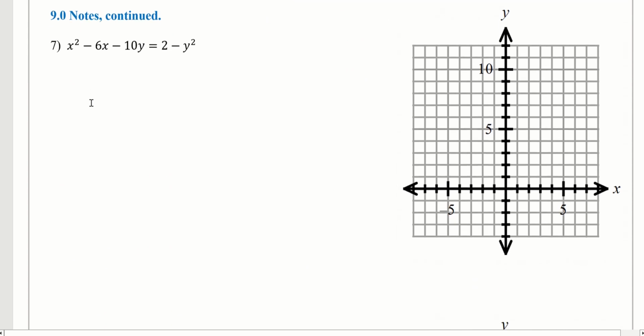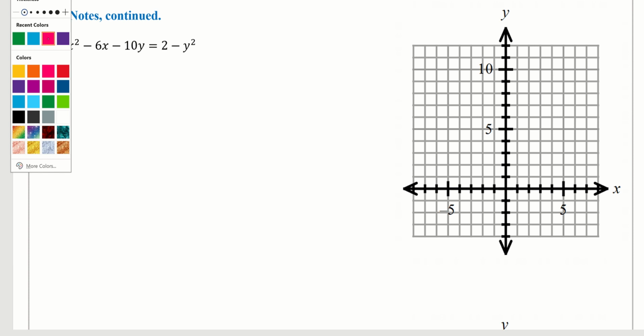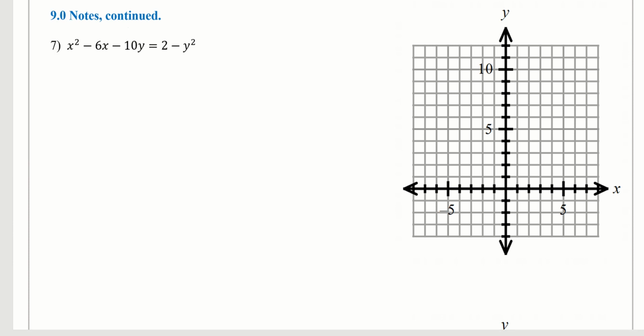So 7, we notice we've got a couple squareds there. So let's get all of the variables on one side, all the numbers on the other. If I add this y squared over, it's going to be positive. The x is already positive. So I can already tell that this guy's going to be an ellipse. Okay? At least an ellipse. It might be something fancier than ellipse in the circle persuasion.